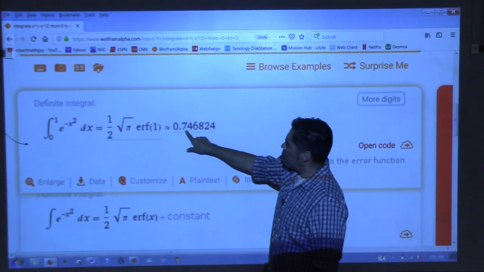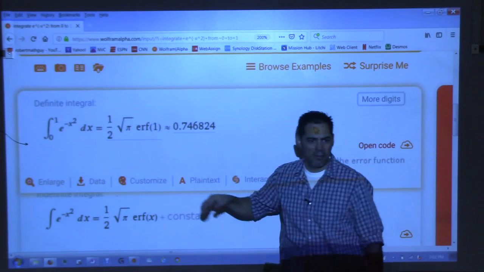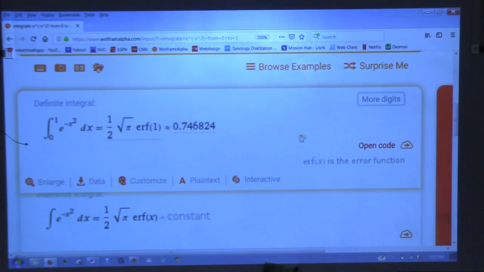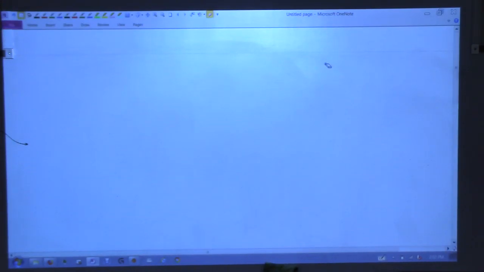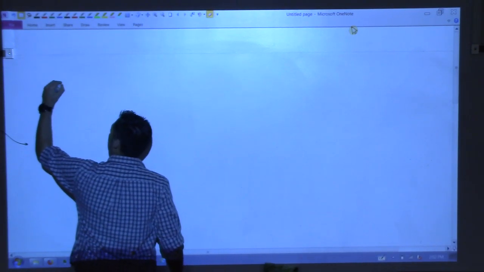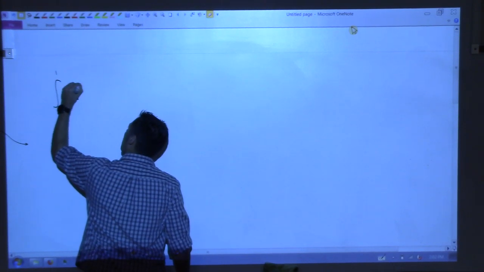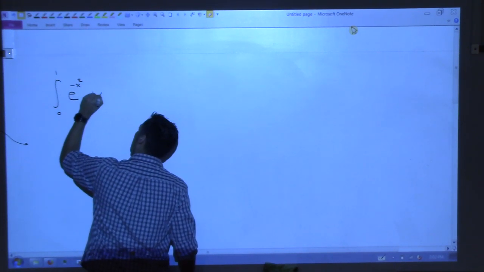See that decimal answer? How did it get this, right? How did it get that decimal answer? Well, I'll show you how it did it. We're going to do it right now. We are going to do the integral from 0 to 1 of e to the negative x squared dx.